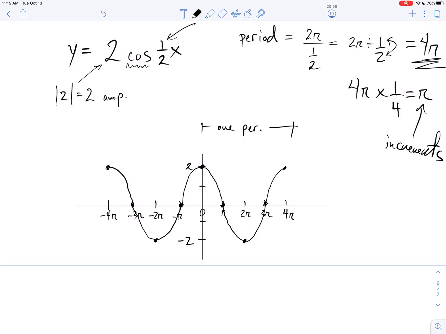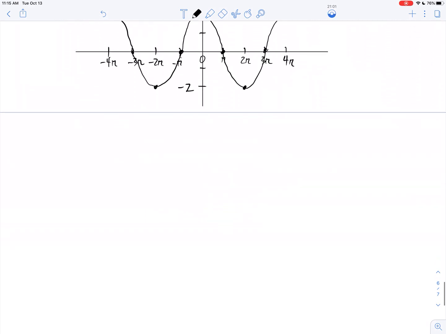So, let's go for one more. That one had a fraction in it. Let's do one that doesn't have a fraction in it. So let's do something like this. Y equals negative sine 3x. And that's a whole number, and that's a negative 1. But that does not mean my amplitude is negative.